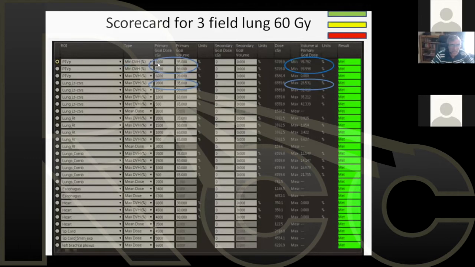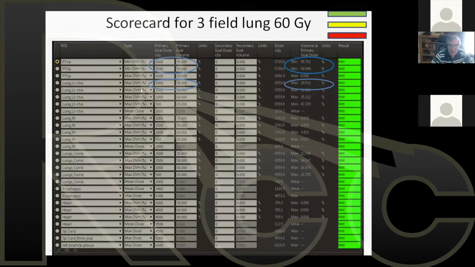The PTV, remember, 60 gray had to go to 95%. How did we do? Well, we actually got 95.782%. So that's green. It met the criteria. Remember, the doctor wanted 93% of the volume to get 99% of the dose. How did we do? Oh, pretty good, 99.998%.